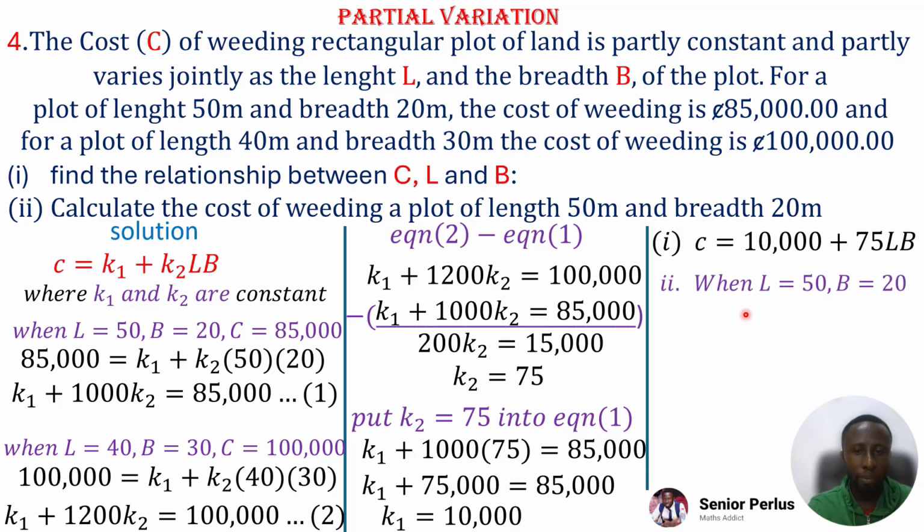Then part II. Calculate the cost of reading a plot of length 50 meters and a breadth of 20 meters. So we're given L as 50 and the breadth as 20 meters. Then you solve it nicely. This times this, we get C as this. And this is our final answer for part II.